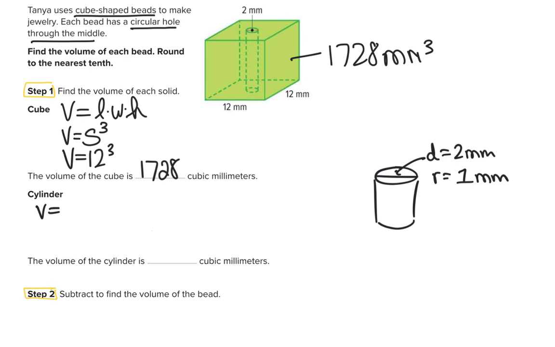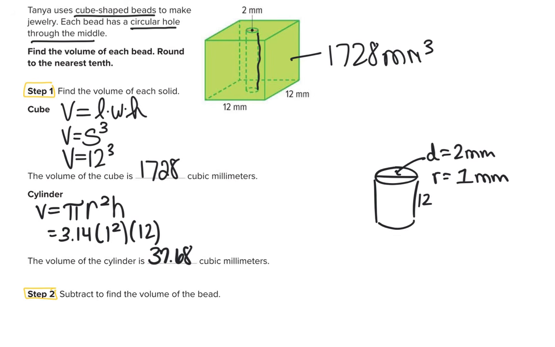So the volume of our cylinder formula is pi r squared times h. And so I'm going to say 3.14, and we said our radius now is 1 squared, times our height, which again, the height of that cylinder is the same as the height of that bead, right? Because it goes all the way through the center of it. So we're going to multiply that by our height of 12. And when I take 1 squared, or just 1, times 12 times 3.14, I get a volume of our cylinder of about 37.68 cubic millimeters.